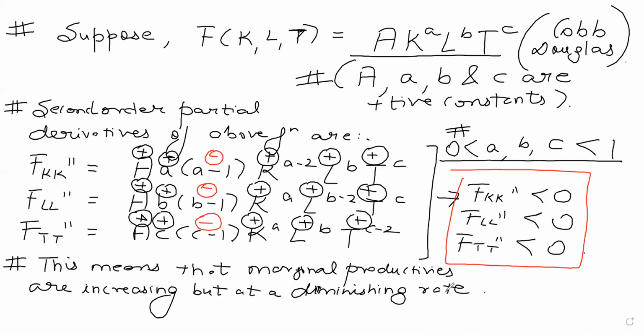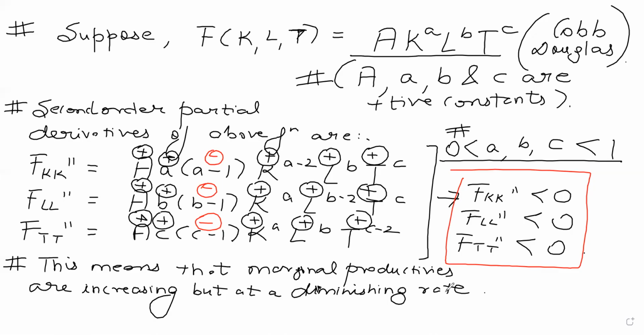This means that when you are adding more capital, keeping labor and land constant, or when you are adding more labor, keeping capital and land constant, or when you are adding more land, keeping capital and labor constant, your output is rising. But your output is rising at a decreasing rate. Rising at a decreasing rate means concave. If you draw the picture, it's going to be a concave production function.